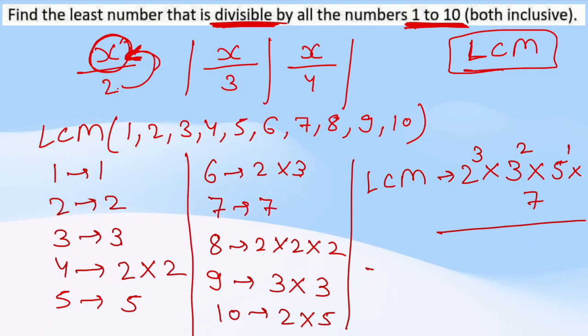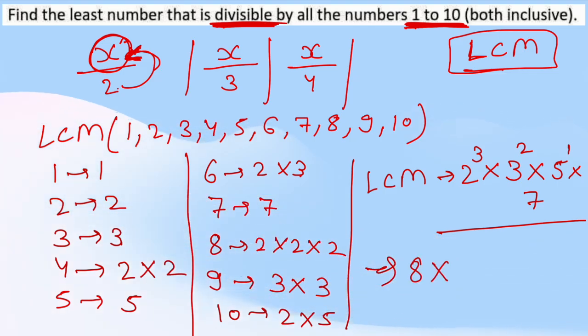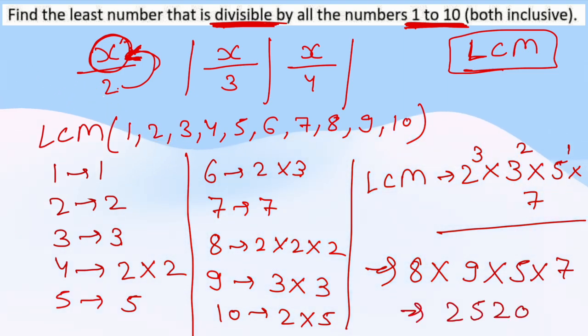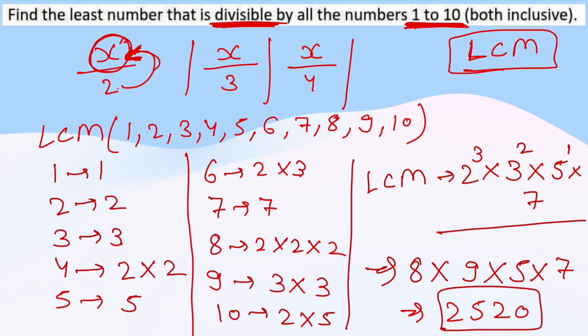If I try to find it, what will I get? I will get 8 into 9 into 5 into 7, right? So it will be equal to 2520. Clear? How to find the LCM? And this is also clear now, why we are finding the LCM and why not the HCF in this question.